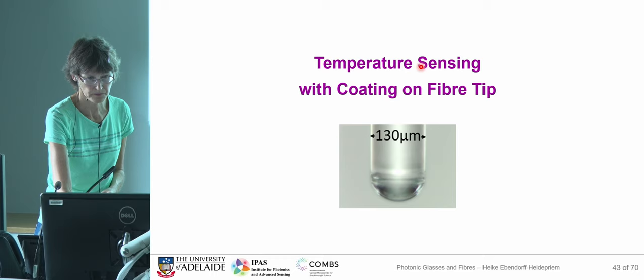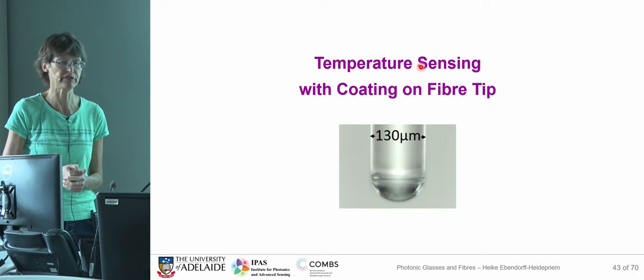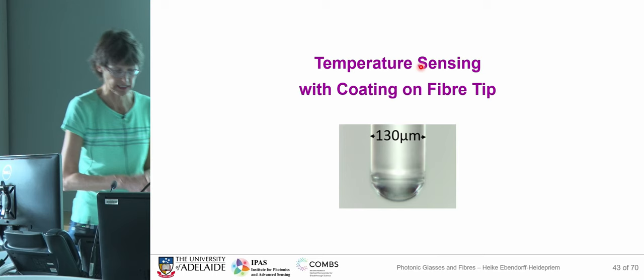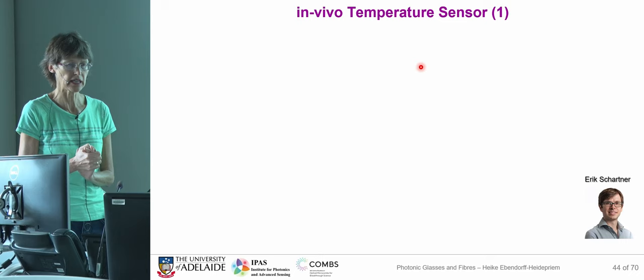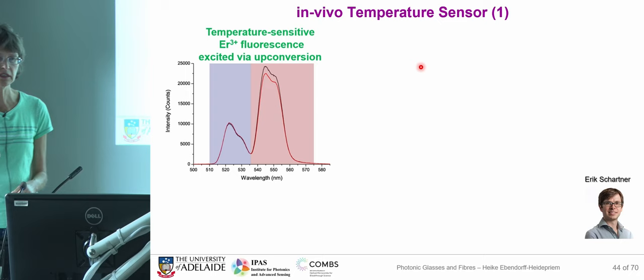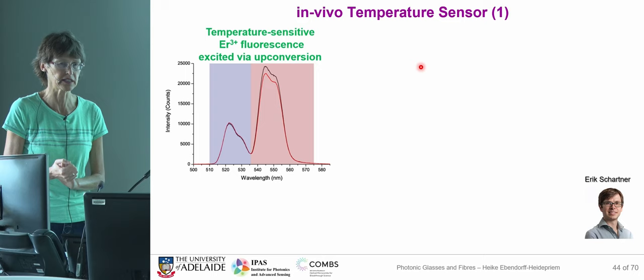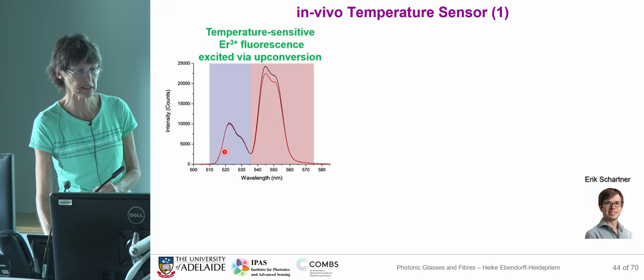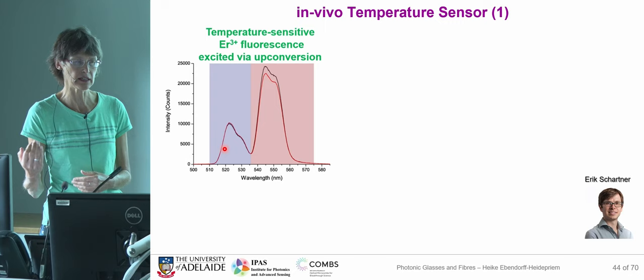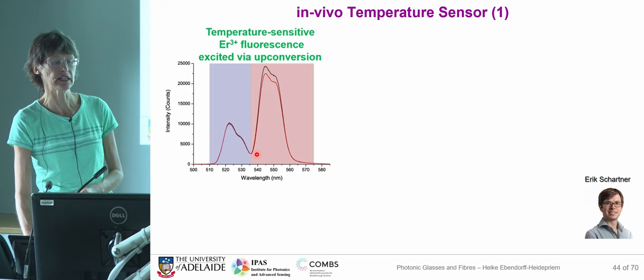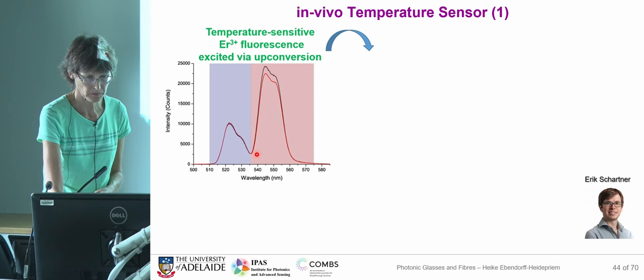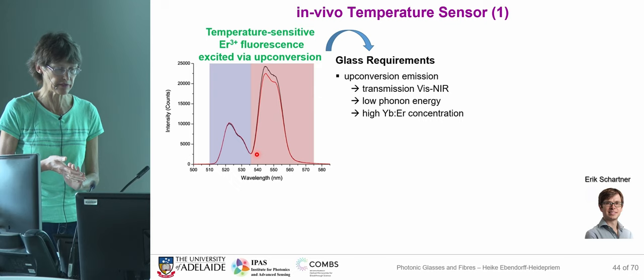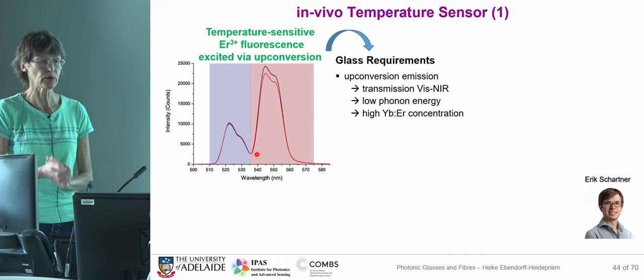Next application is temperature sensing with a coating on a fiber tip. So I'm also showing a different fiber sensing architecture. This is work really led by Eric Schartner at IPAS. The aim was to build an in vivo temperature sensor, a fiber sensor that can be implanted into a living animal. And the concept was to use the temperature sensitive erbium fluorescence, so it's ratiometric, sensitive to the temperature. Excitation is via upconversion, so not in the green, but at 980 nanometer to avoid autofluorescence of tissue. So this has the glass requirements: upconversion emission, transmission in the visible to near infrared, low phonon energy for the glass, and a high ytterbium and erbium concentration.